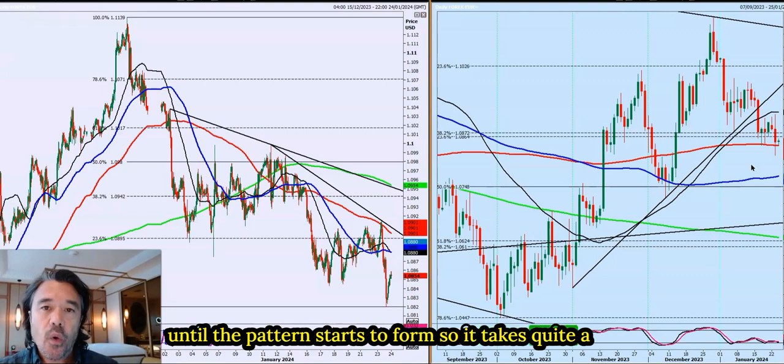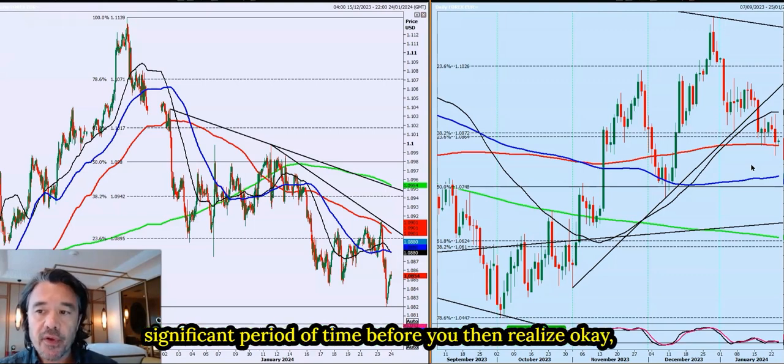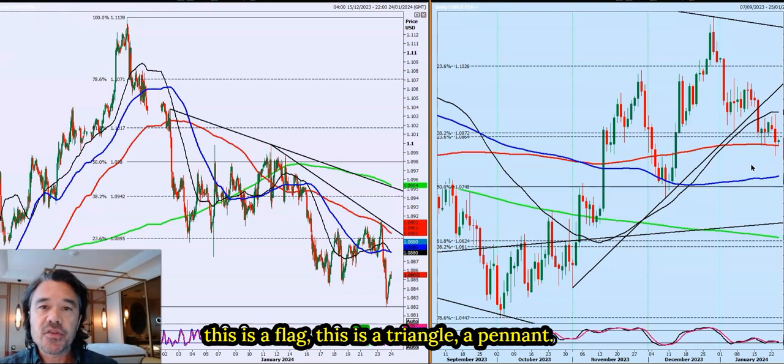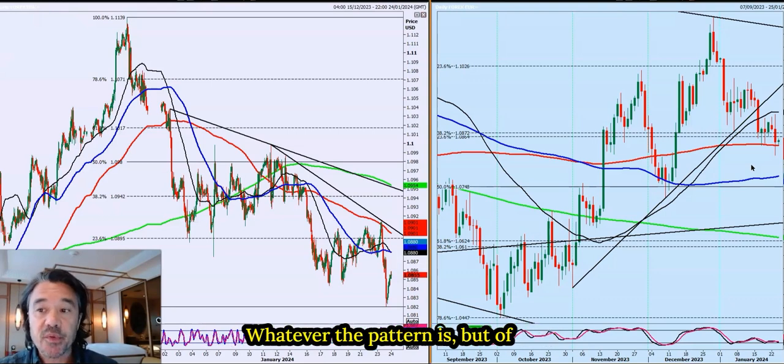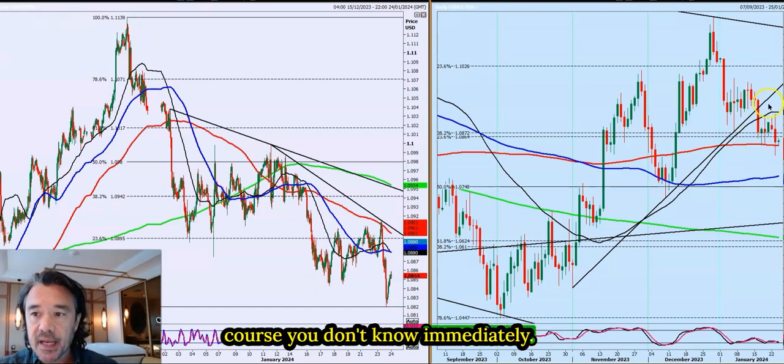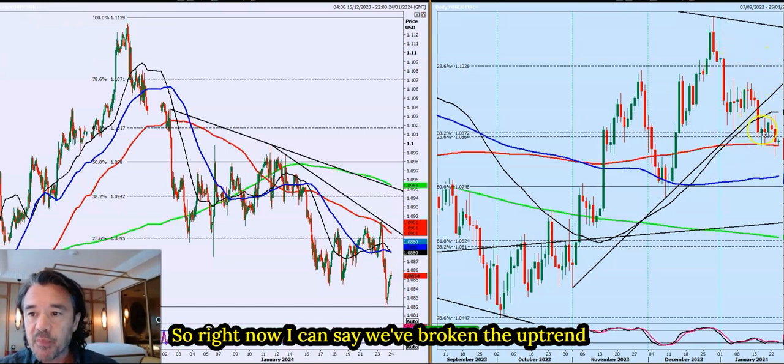So it takes quite a significant period of time before you then realize, okay, this is a flag, this is a triangle, a pennant, whatever the pattern is. But of course, you don't know immediately. So right now, I can say we've broken the uptrend.